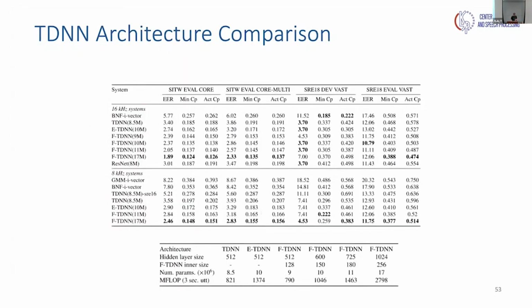Okay, we'll skip this. These are some results from the NIST evaluation SRE18, and we got the best result here using the factorized TDNN model. That model has 17 million parameters, which today may look like very few when we have networks of 300 million parameters or billions of parameters. But at that time, these were networks that were considered very large.